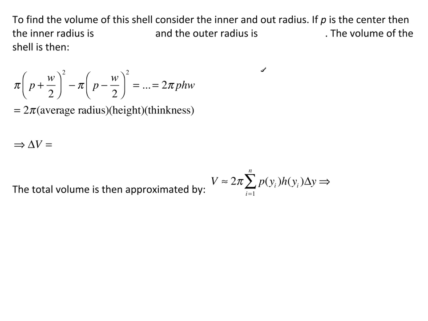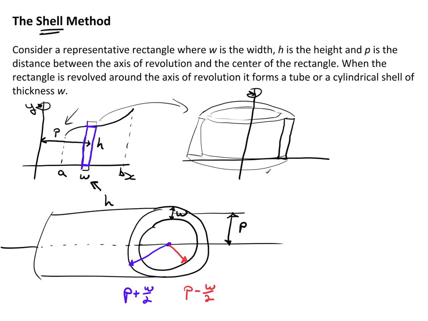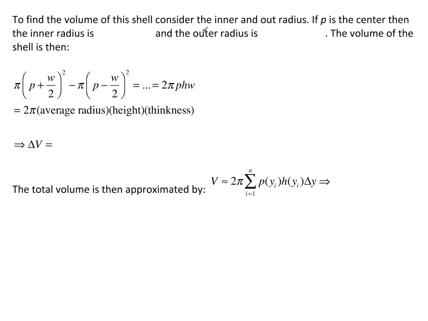To find the volume of the shell, I'm going to consider the inner and outer radius. If P is the center, then the inner radius is, just like I wrote here, P minus W over 2. And the outer radius is P plus W over 2. So the volume of the shell is then pi r squared, where this is the outer radius, minus pi r squared, where this is the inner radius.